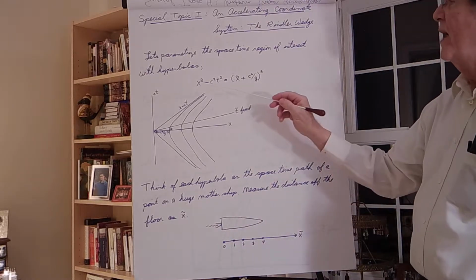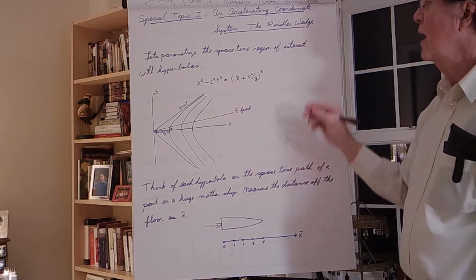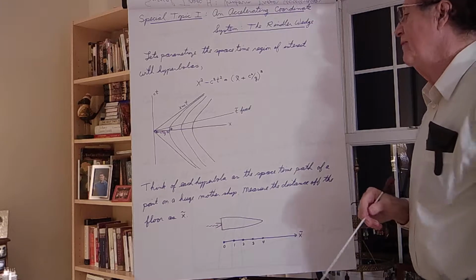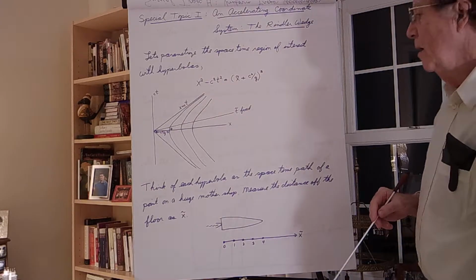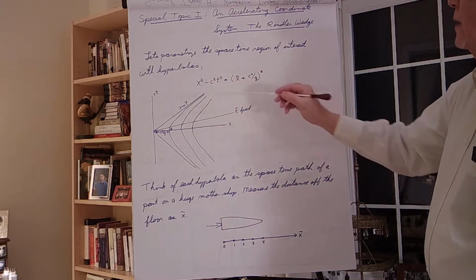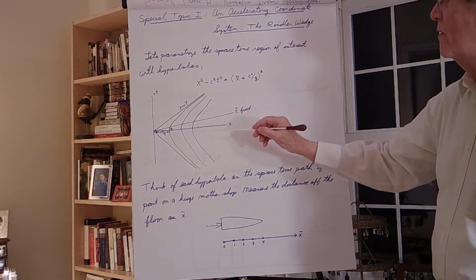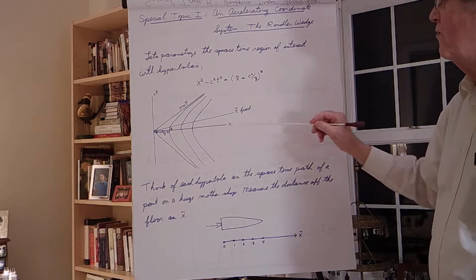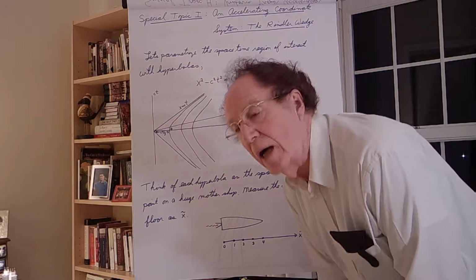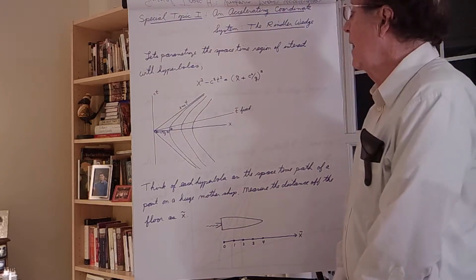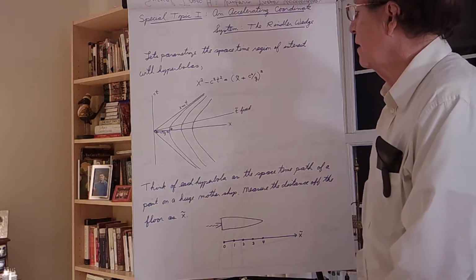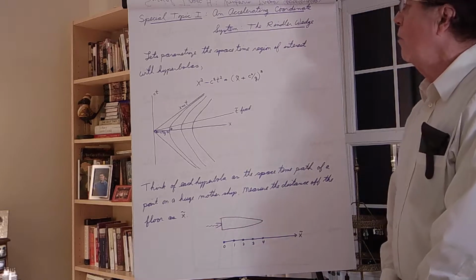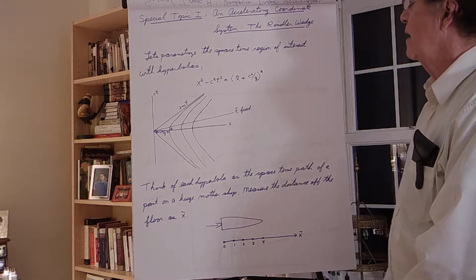I want to have x for the frame S, and I want x tilde for a different frame. So there are my clocks. I have a whole bunch of clocks along the x axis, and all of those clocks are experiencing a proper acceleration. Well, what is that proper acceleration?